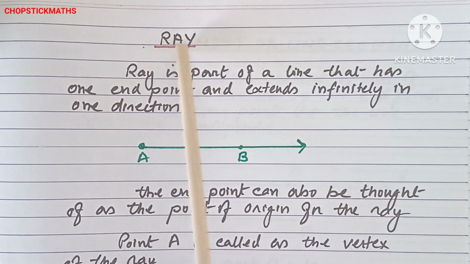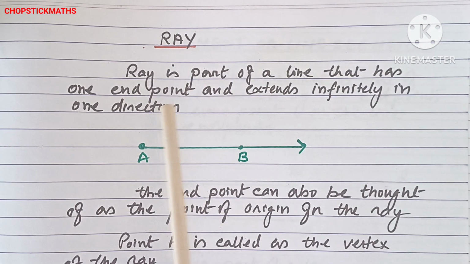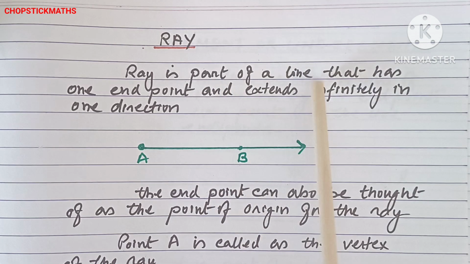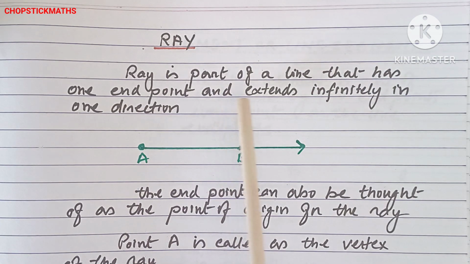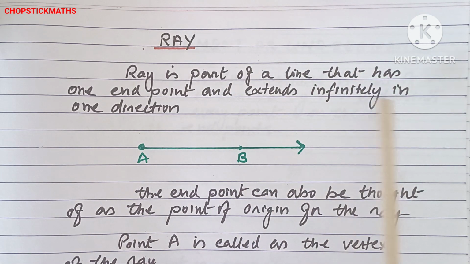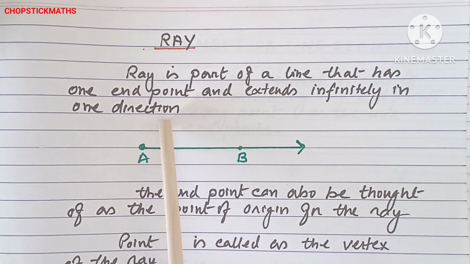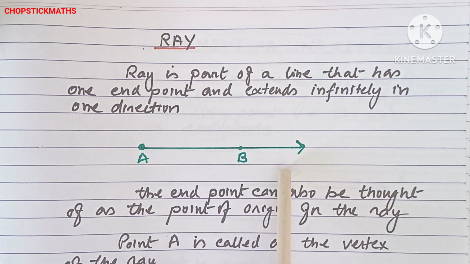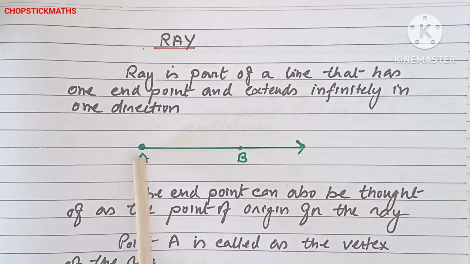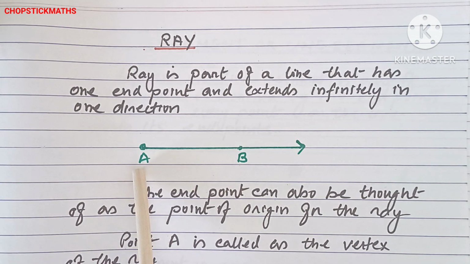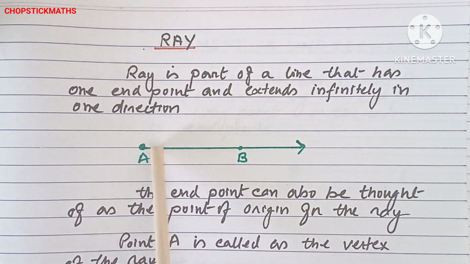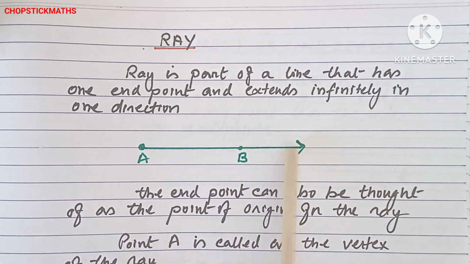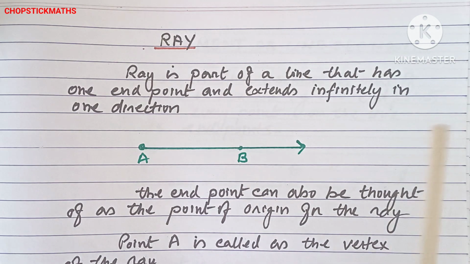Now let us learn what is a ray. A ray is part of a line that has one endpoint and extends infinitely in one direction. Now this is a diagram of a ray. You can see this ray has one endpoint here, and that is point A, and it is extending infinitely in this particular direction, and it is indicated by the arrowhead. That means it is extending infinitely.